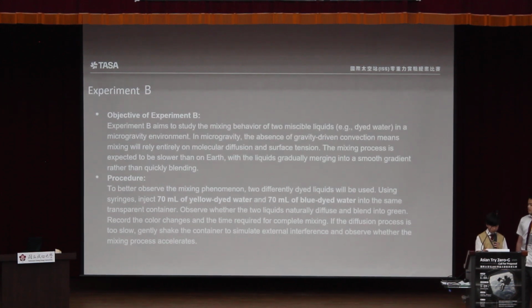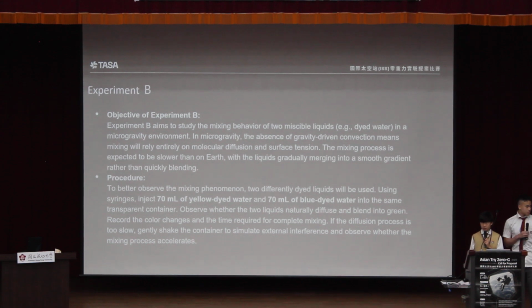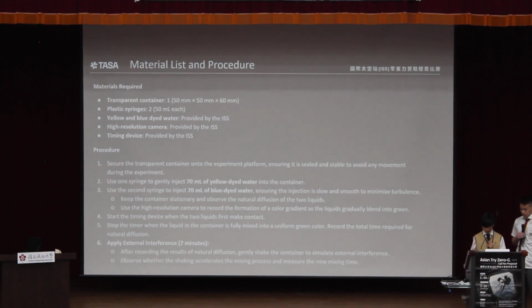And for experiment B, we aim to investigate how two miscible liquids, for example, yellow and blue dye water, mix in microgravity. We will use 7 mL of yellow dye water and 7 mL of blue dye water in a transparent container. This way we can observe when the two liquids mix together by analyzing the color change. And this is our material list and procedure.